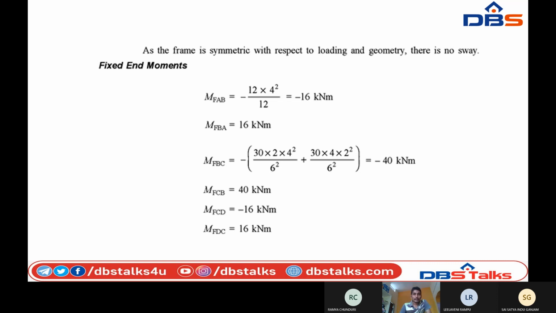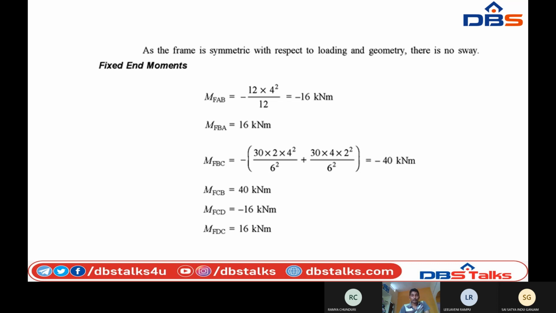Here for MFBC they have given two loads. So we find minus 30 into 2 into 4 square by 6 square, since the loads are applied at 2 meters in a span of 6 meters. That is W a b square by L square plus W a square b by L square, equal to minus 40 kN-m. Same, MFCB equals 40 kN-m.